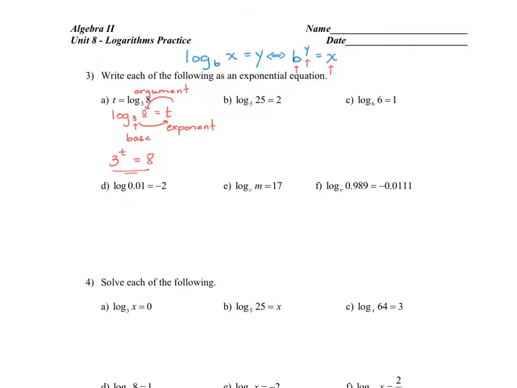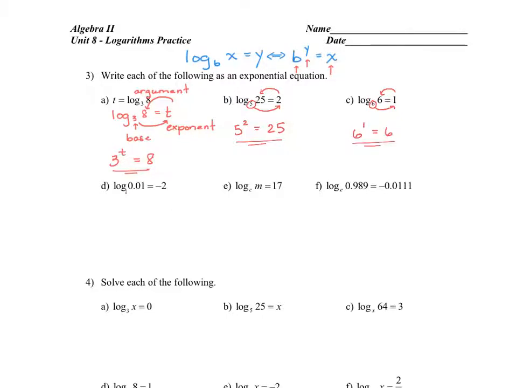If I keep following that process of I start with the base, raise it to the exponent, set it equal to the argument, I'll get 5 squared equals 25. Start at the base, raise it to the exponent, set it equal to the argument. So 6 to the first equals 6.